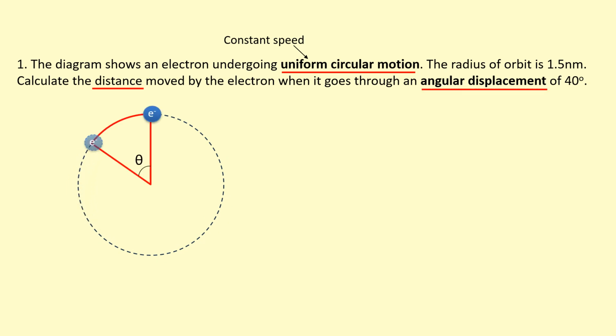So angular displacement is the angle it's turned through. Okay, it's represented by theta here. It's normally actually measured in radians. So here we've got it in degrees, so we're going to turn that into radians soon. We're trying to calculate the distance traveled, or the arc length in this case, S there.